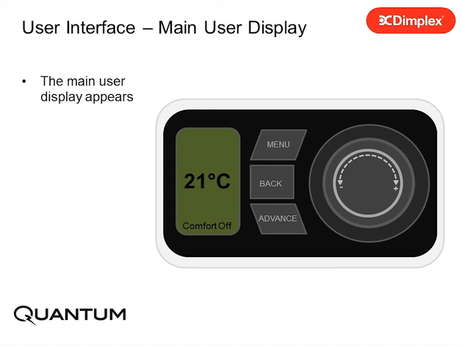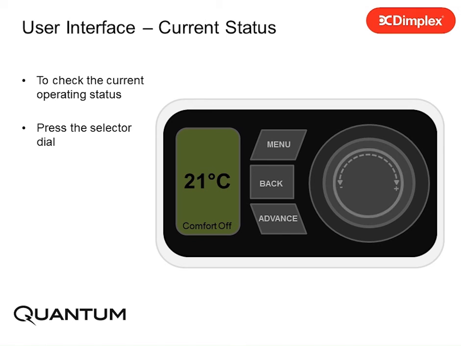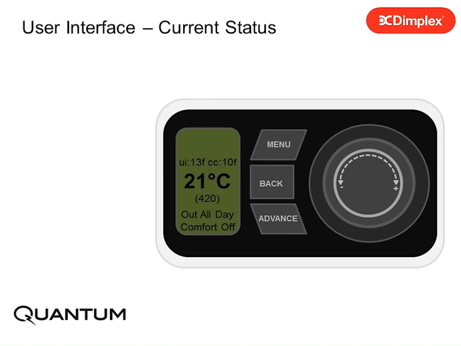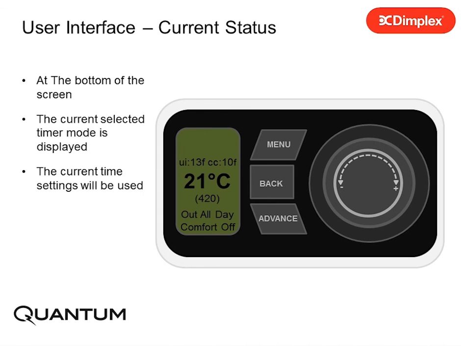To check the current operating status, press the selector dial. At the bottom of the screen, the current selected timer mode is displayed. The current time settings will be used, and the current comfort status is displayed.